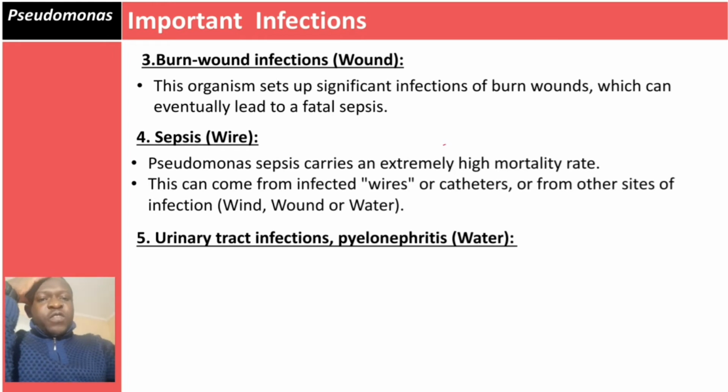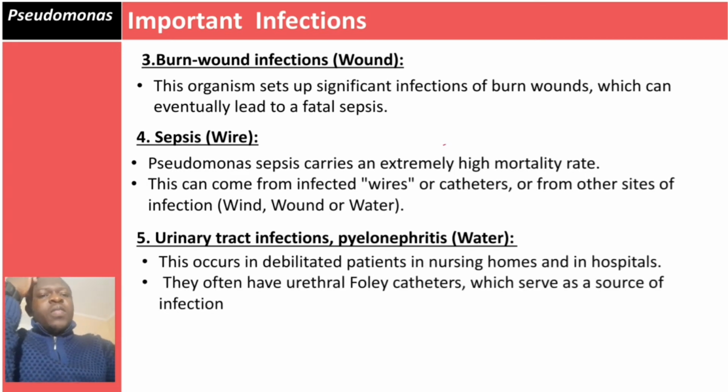The next infection is UTI, urinary tract infections, or pyelonephritis. This one is water. This occurs in debilitated patients in nursing homes and in hospitals. They often have urethral Foley catheters, which serve as a source of infection.